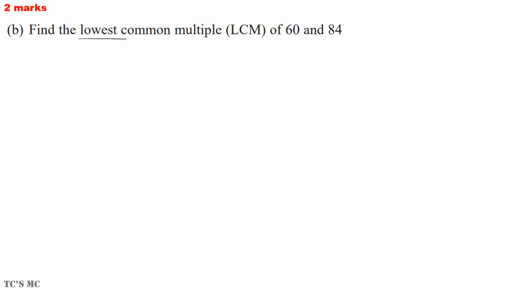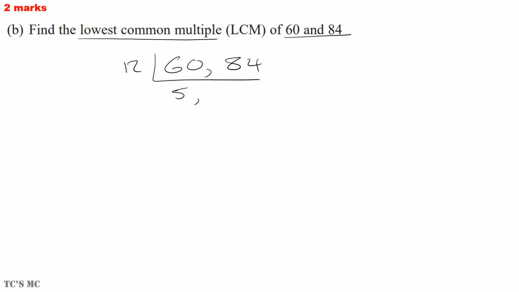Find the lowest common multiple of 60 and 84. I am going to use the upside down bus stop method. A common factor of 60 and 84 is 12. 60 divided by 12 is 5. 84 divided by 12 is 7. 5 and 7 do not have any more common factors other than 1, so we can stop there.